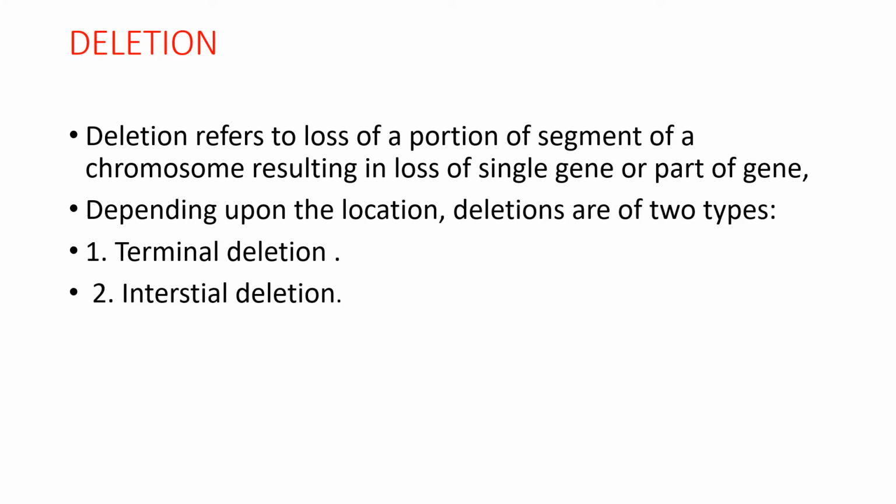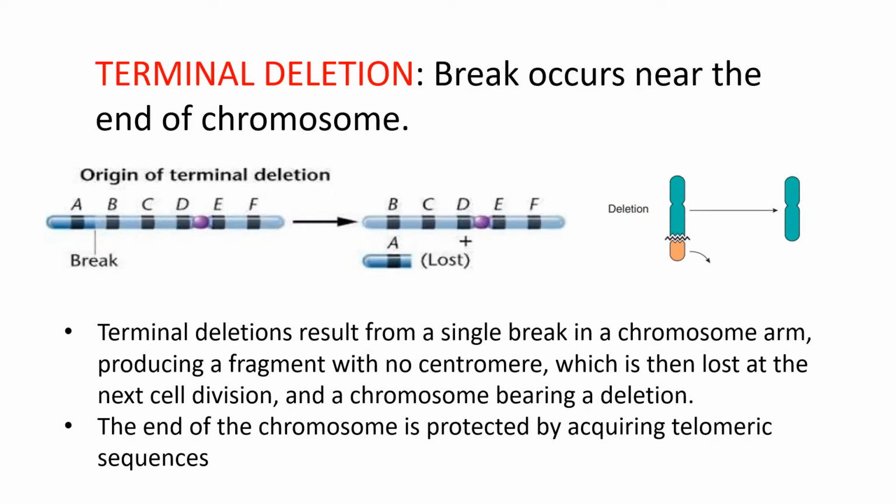Deletion. Deletion refers to loss of a portion or segment of a chromosome resulting in loss of a single gene or part of a gene. Depending upon the location, deletions are of two types. One is terminal deletion, the other is interstitial deletion. Terminal deletion. Here breaks occur near the end of the chromosome. Terminal deletion results from a single break in a chromosome arm producing a fragment with no centromere which is then lost at the next cell division and the chromosome bearing a deletion is formed, as shown in this photomicrograph.